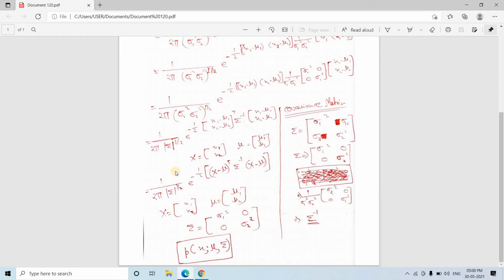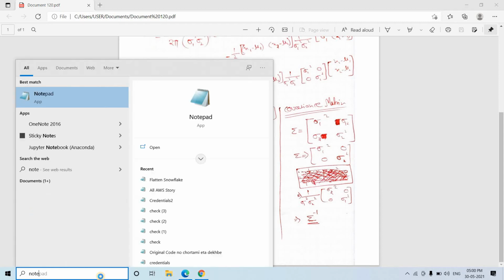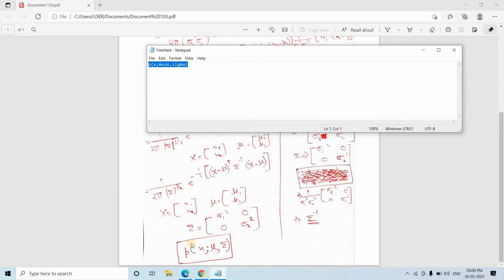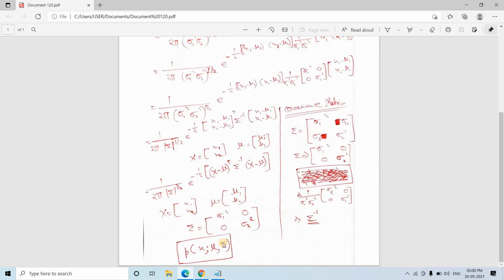So how can we represent this particular multivariate Gaussian distribution? That is important. The mathematical notation for the univariate Gaussian distribution was P of x, semicolon, mean, comma, sigma. From the next time onwards, when we discuss the multivariate Gaussian distribution, we will write it like this: P of x semicolon mu comma summation, which indicates the covariance matrix. Because we are considering the multi-dimension case, we should consider the covariance matrix.